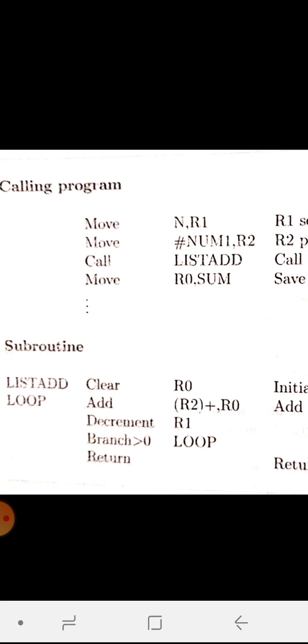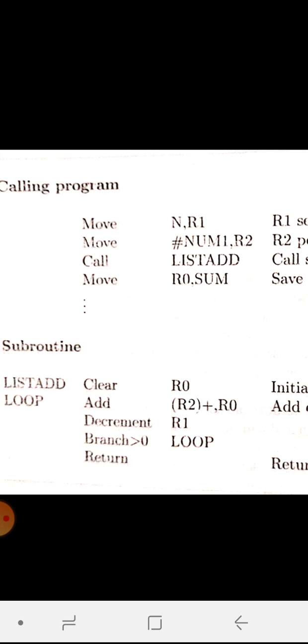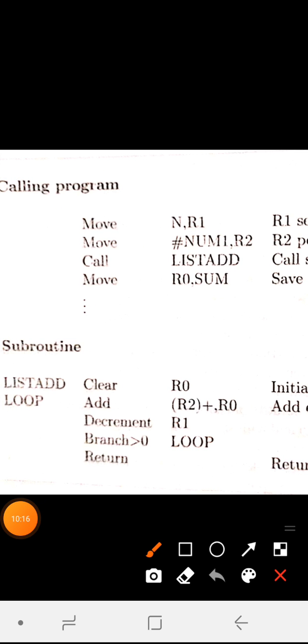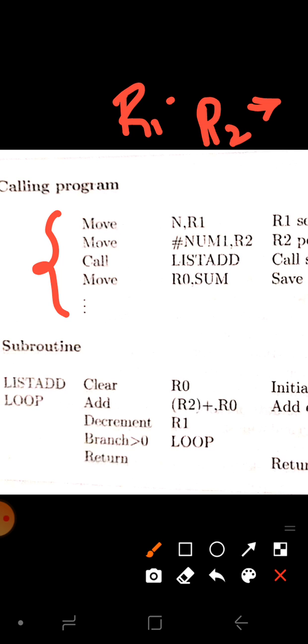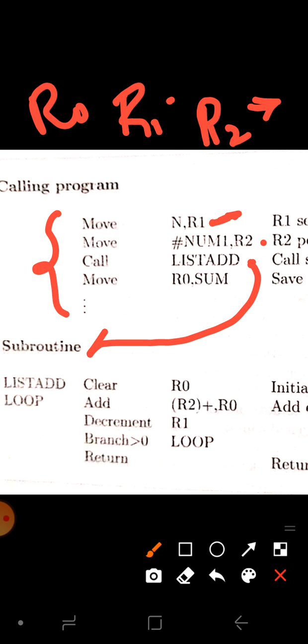Now we are writing the same program by using a subroutine. This is the main program, your calling program, and this is your subroutine, where R1 is acting as a counter, R2 is acting as a pointer, and R0 is used to store the final result. This one gives the number of numbers you need to add. This points to your address, and the subroutine we have used is list add. When we say call list add, we switch to the subroutine.